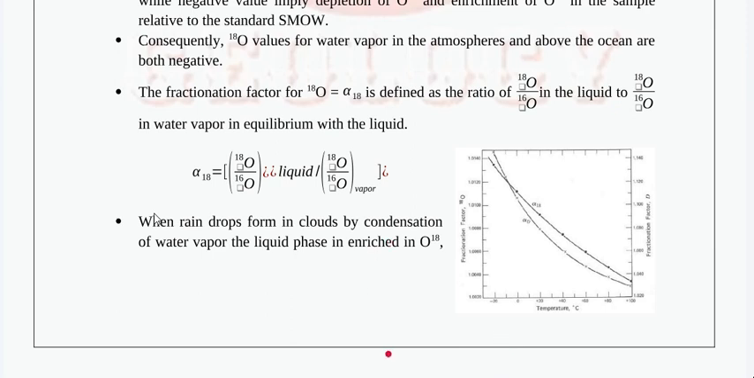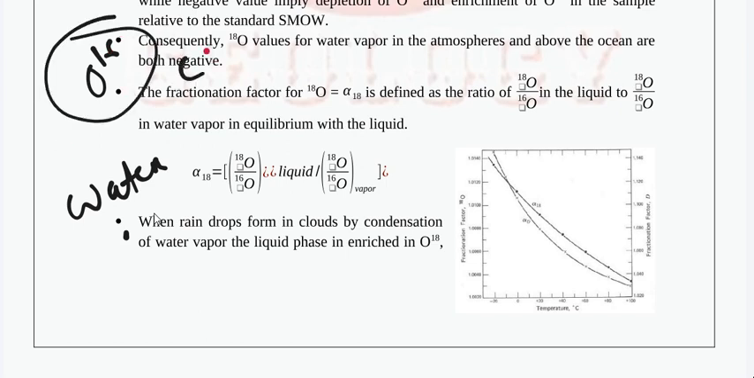Okay, there are other things. Let me tell you. So when water vaporizes, oxygen 16 goes to the cloud. So the cloud is now enriched in 16. Now it will rain. So when it rains, which isotope will come down?